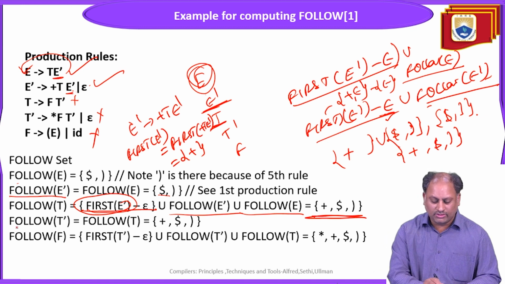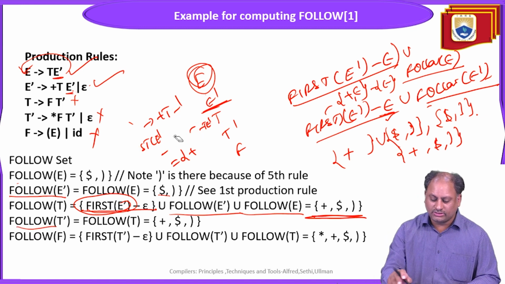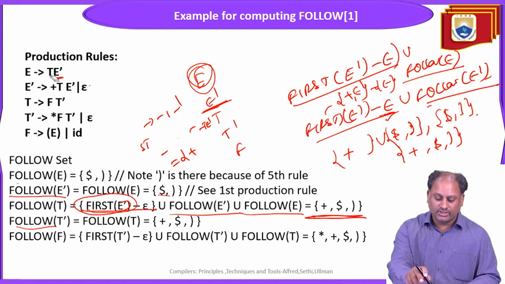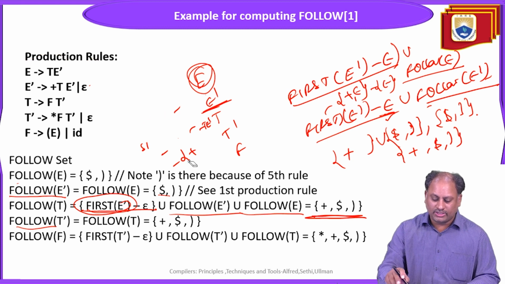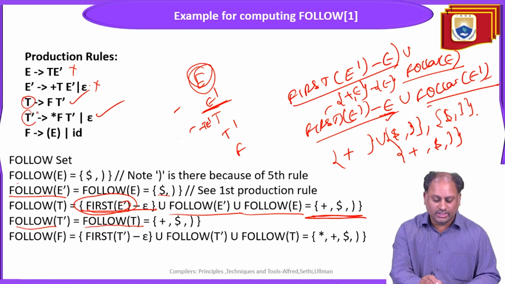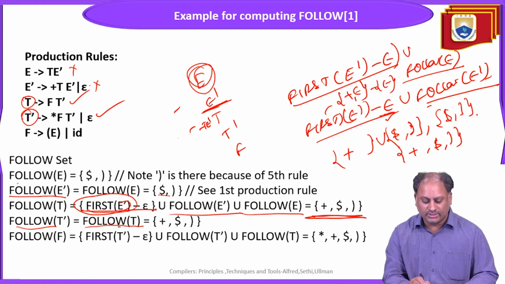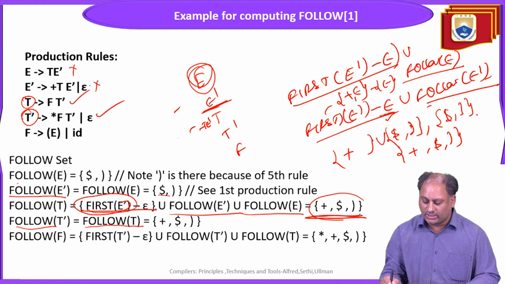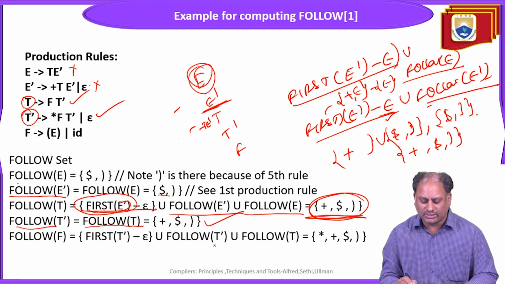And what is follow of T dash for the remaining cases? Here, where does T dash appear? Here no T dash, no T dash, here T dash, T dash. So here T dash appearance is to be considered as follow of T, and follow of T dash, both are the same. So follow of T and T dash are already computed, which is the same result. Even if we compute it, we will get the same result: plus dollar right parenthesis.